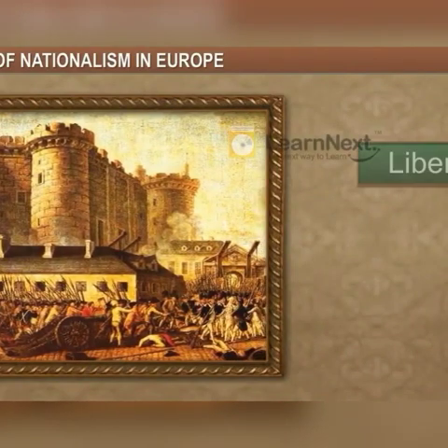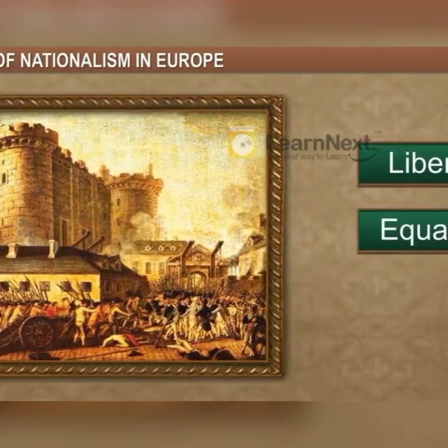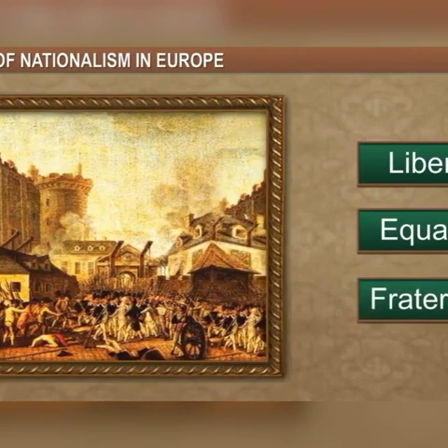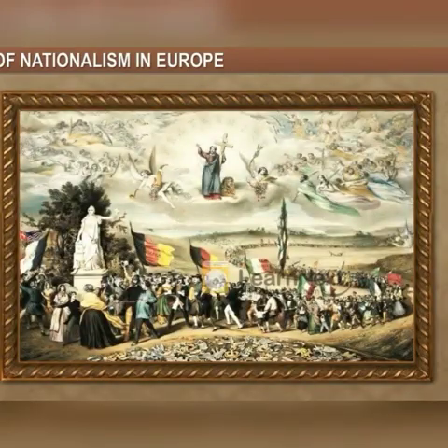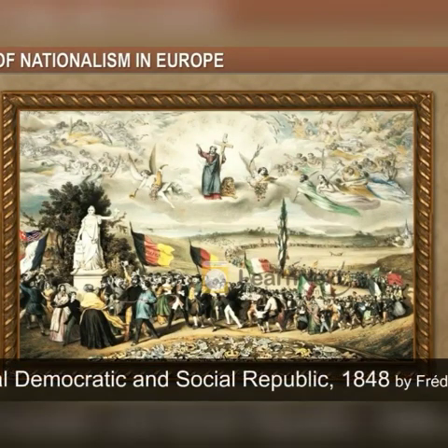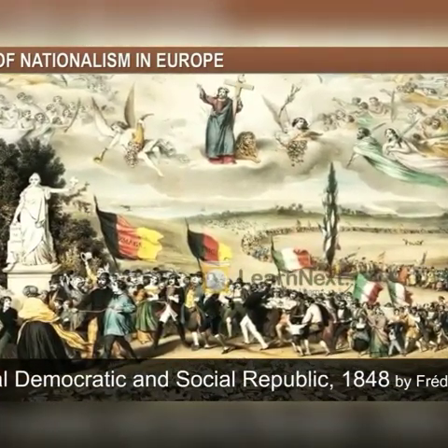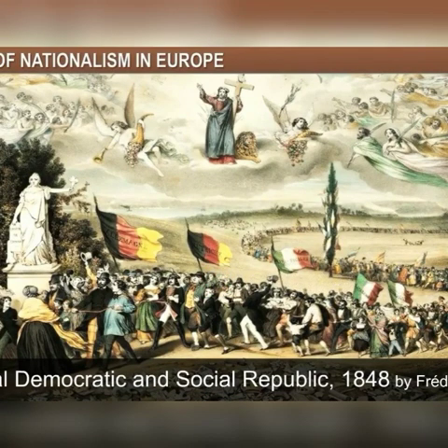The concepts of liberty, equality, and fraternity were touchstones of the French Revolution. This is a famous piece called Universal Democratic and Social Republic by French artist Frédéric Sorel. He had visualized a utopian world made up of democratic and social republics. Now, a utopian vision is the vision of a perfect society that is so ideal that it is unlikely to actually exist.